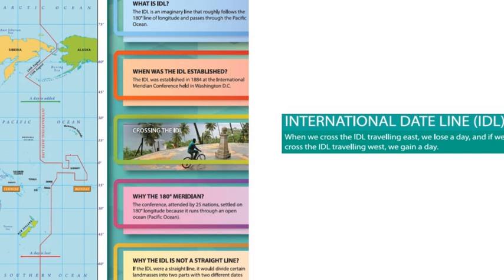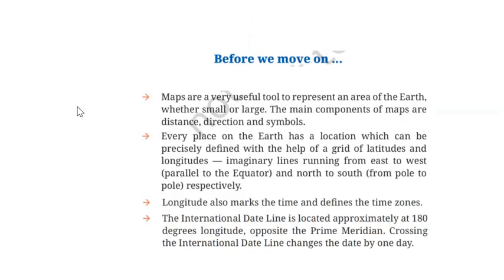Okay, and ideal is not a straight line, so as to avoid dividing certain landmass into 2 parts. Okay, fine. So these are the important concepts which we have discussed in this chapter. Importance of maps to represent the area of the earth, whether big or small, and we have considered the various components of map. Next, we have tried to map the location on the earth using the grid of latitude and longitude. We have discussed what is latitude and what is longitude. We have talked about prime meridian.